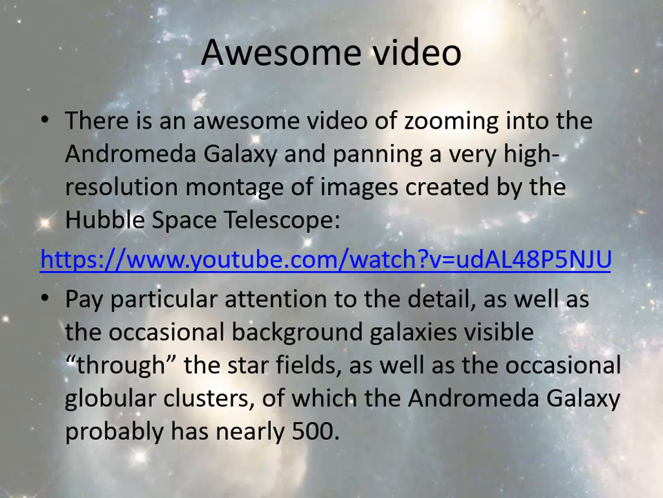I do want to show you a really cool video of the Andromeda galaxy that was made based on a very high-resolution picture taken from the Hubble Space Telescope. So as you watch, pay particular attention to a lot of the detail, like the occasional background galaxies visible through the star fields, as well as the occasional globular clusters. The Andromeda galaxy probably has around 500 globular clusters. That's over twice as many as the Milky Way has. So let's watch that video, and I'll give some commentary as we go through it.